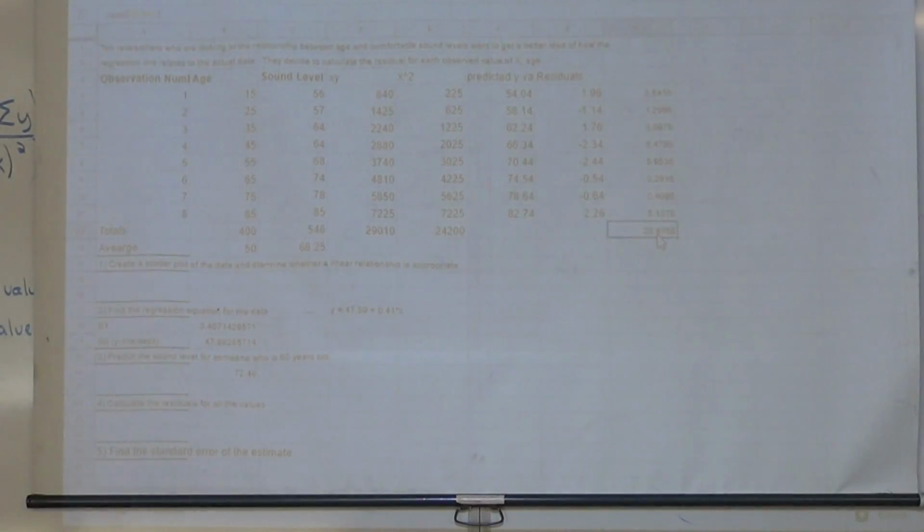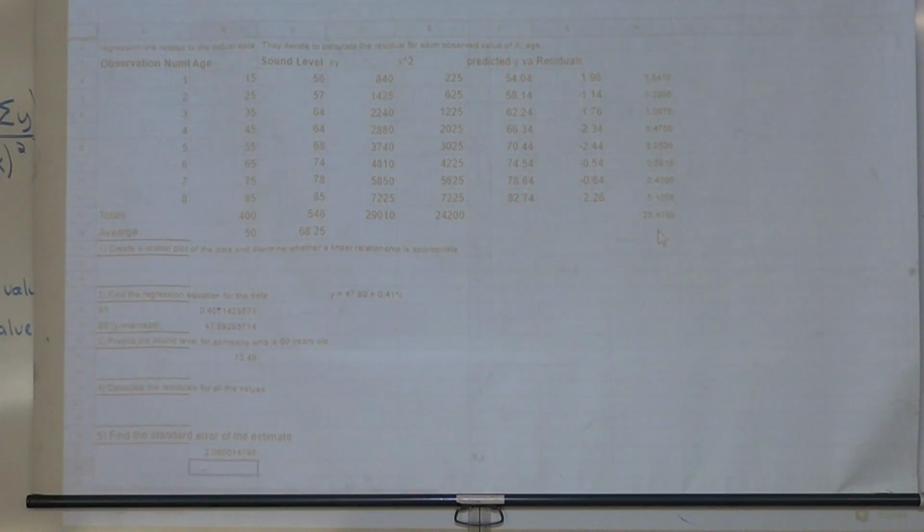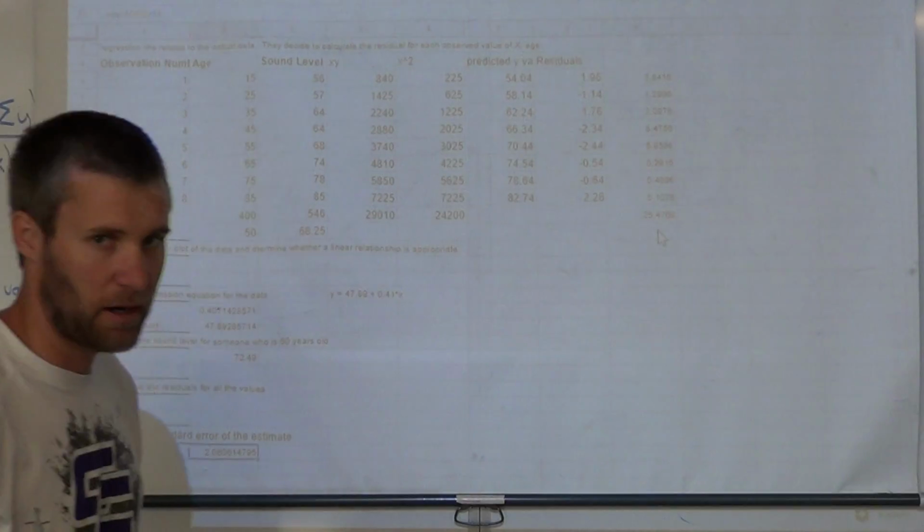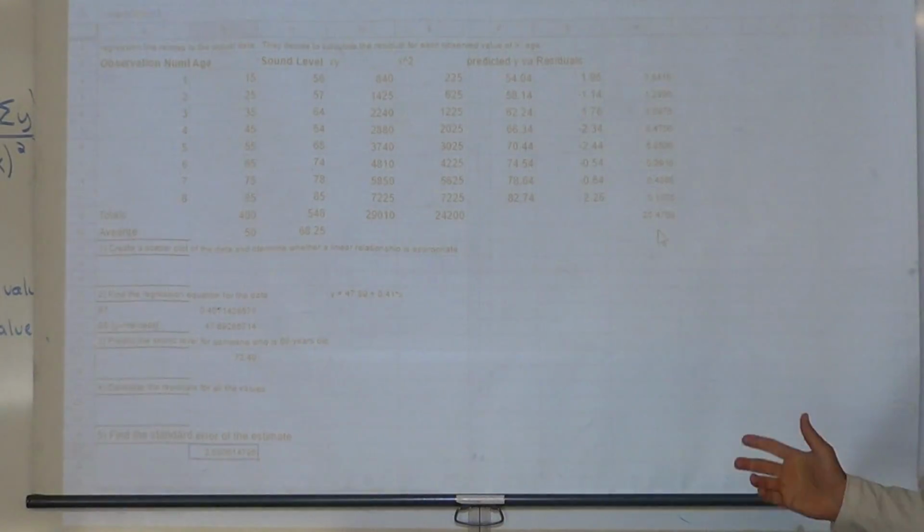So the standard error, I'm going to come down here. The standard error is equal to the square root, SQRT, square root of this value, the sum of all those residuals squared, divided by our sample size, 8 minus 2, which is 6. And that would be the standard error from it. So that's what we're looking for as we go through it.